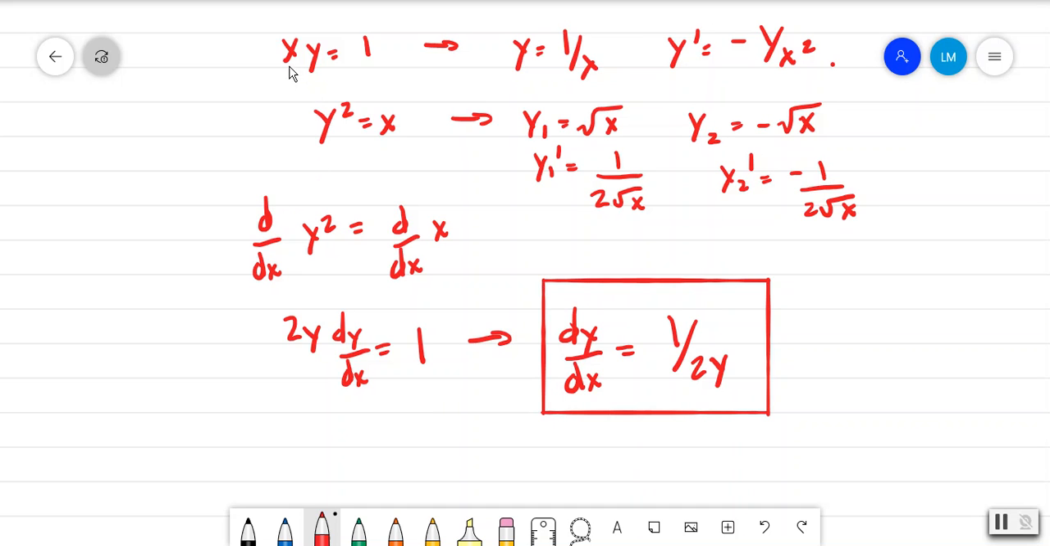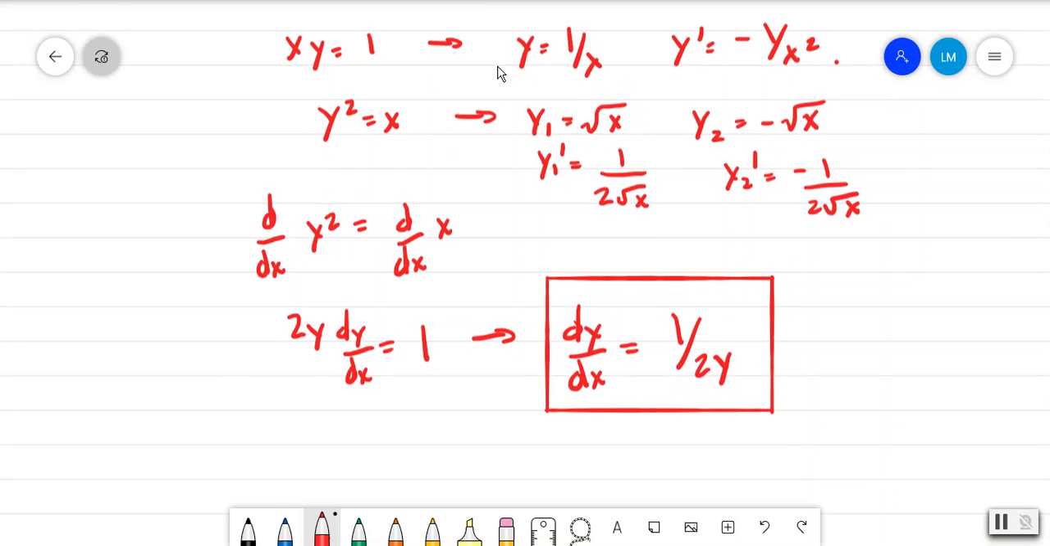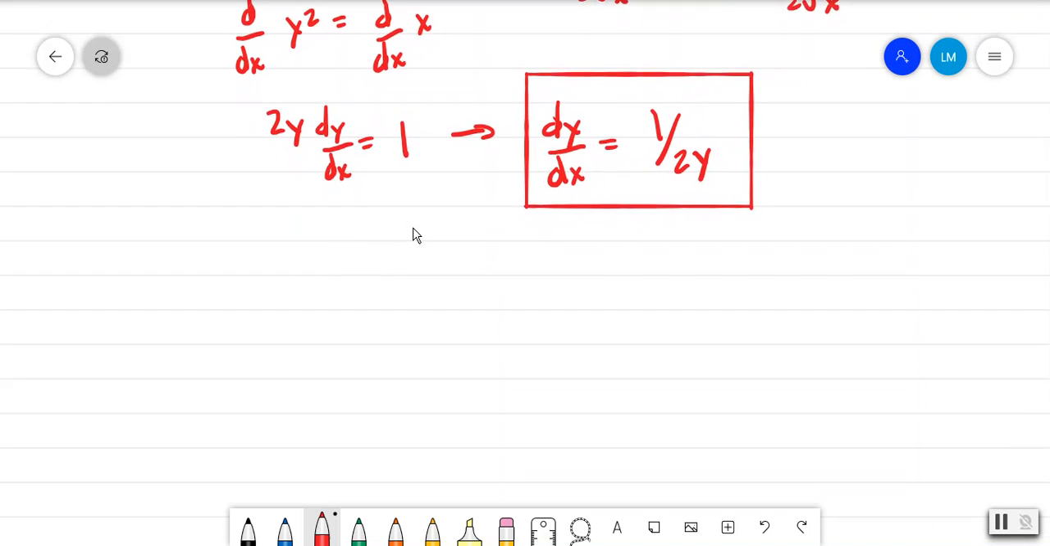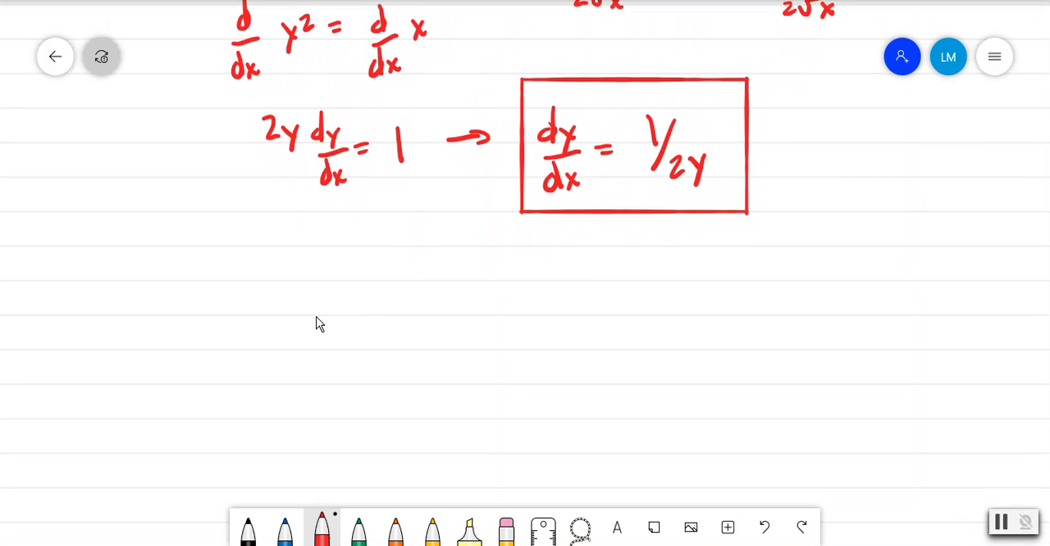Similarly, if we take the derivative on both sides with respect to x for x times y, you'll get the same exact thing. But in this sense, I didn't look for the explicit formula. I just stayed with y squared. So essentially all that you have to do is take the derivative on both sides.